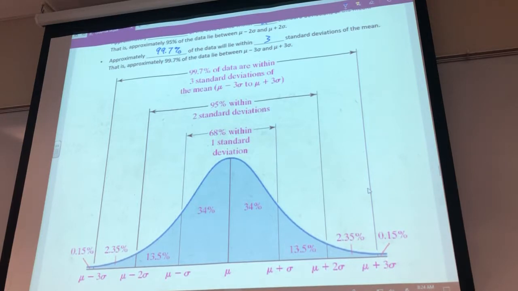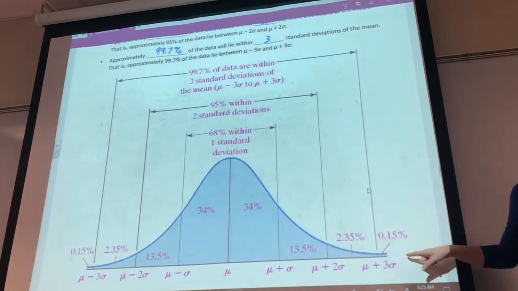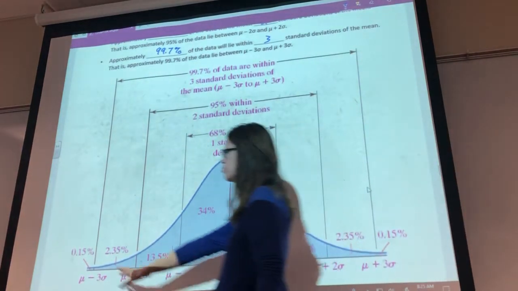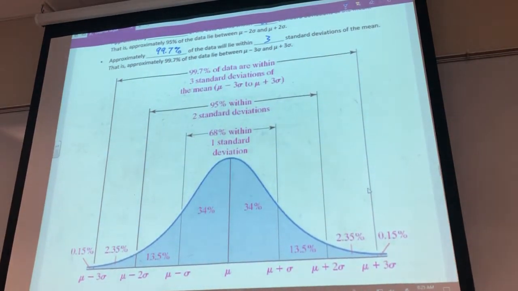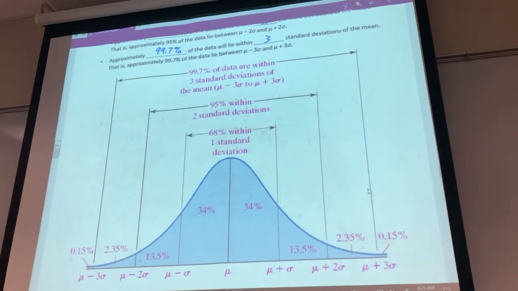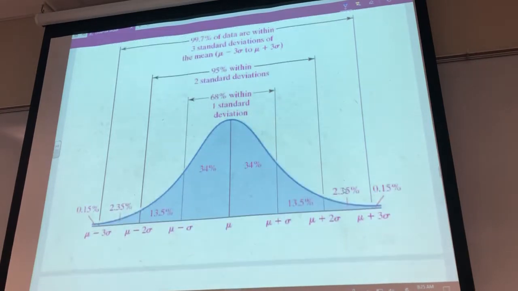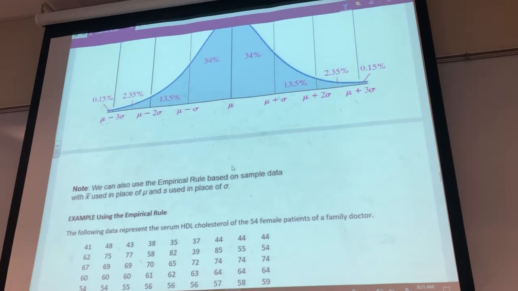What you will notice is most of our values are going to be within 3 standard deviations. This is only 0.15% over here and 0.15% over here. So if we get something that's more than 3 standard deviations above or below the mean, and it's bell-shaped, those are going to be something that doesn't happen very often. It's going to be very rare that we come up with something like that.